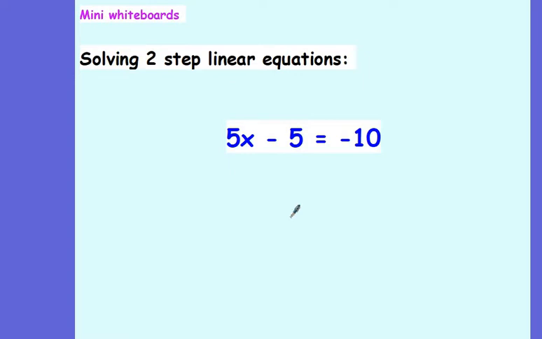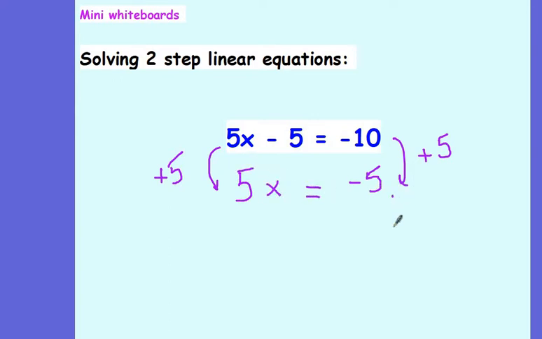Pause the video, light blue books, solve this one for me. Let's go through it. We're going to add 5 to both sides this time. So 5x is equal to negative 5. I then want to divide both sides by 5, which gives me x is equal to negative 1.